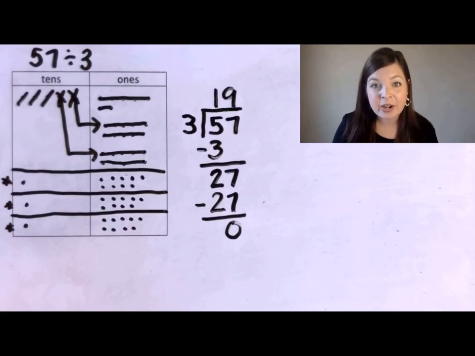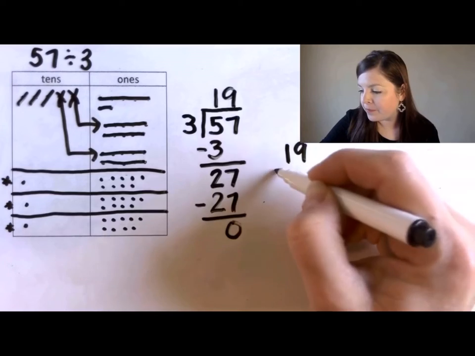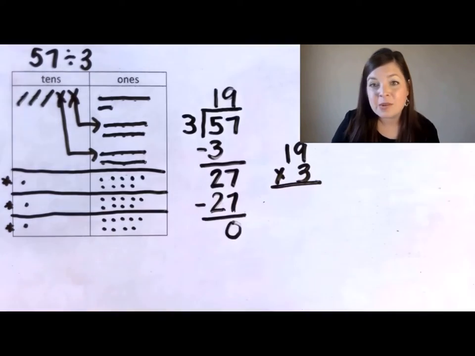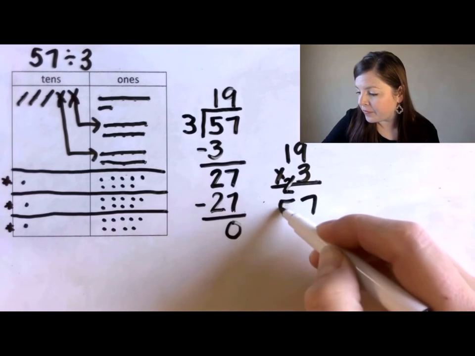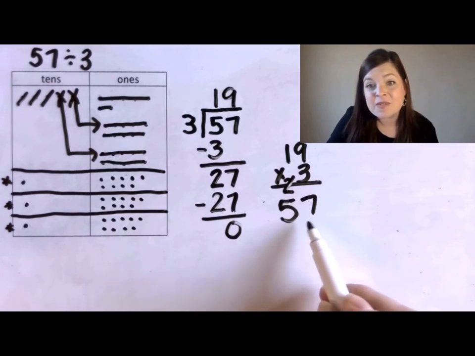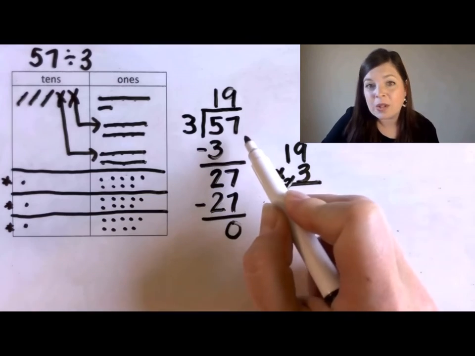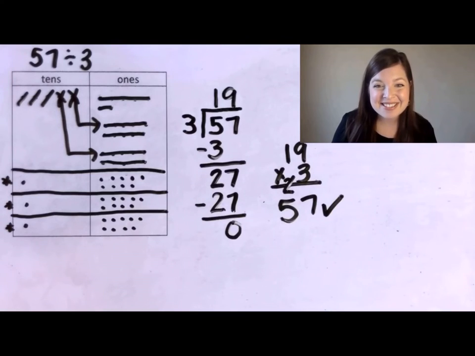And how can we check our work to this division to make sure that we divided correctly? We can multiply. We can multiply 19 times 3. So let's do that. When we multiply 19 times 3, our product is 57, which is the whole amount that we were dividing, so we know we divided correctly. Nice work.